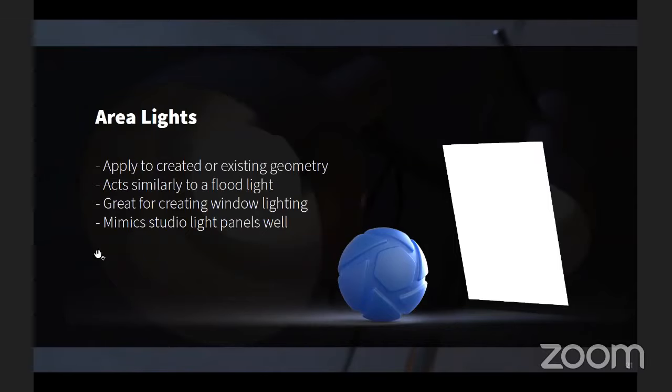Another interesting effect to consider when using area lights is how your shadows appear. Smaller dimension area lights typically have sharper shadows, with shadows softening as the light source becomes larger.